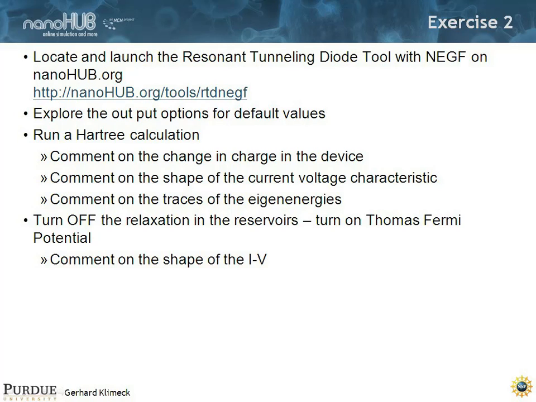And there's an advanced panel. Turn off the relaxation in the reservoirs, set it to 0, and compute the IV one more time. Okay?